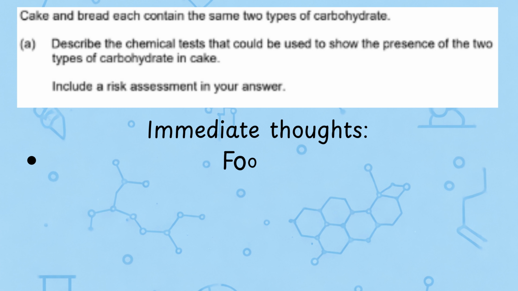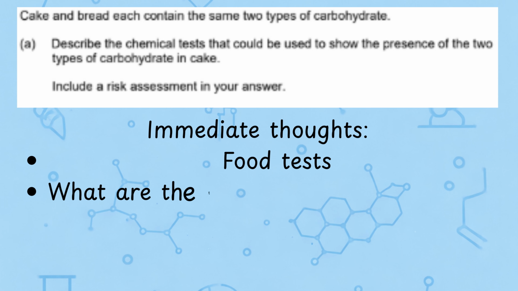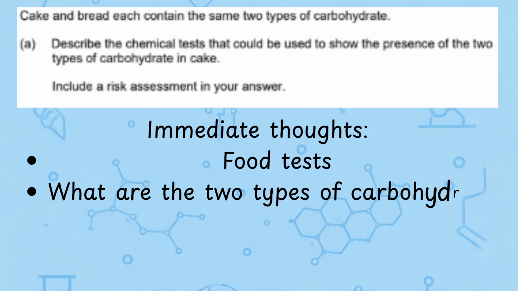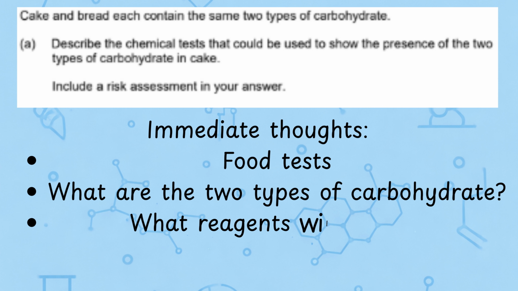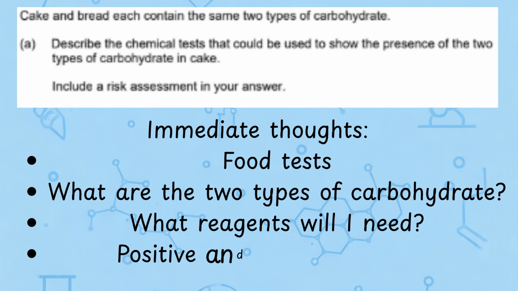So after we've highlighted all the keywords, as you've already done, these are the immediate thoughts that I would be hoping you are having. Number 1, I hope you've realised by now that this is a question asking about food tests. Number 2, what are the 2 types of carbohydrates? You'd be thinking, okay, that's clearly going to include starch and reducing sugars.